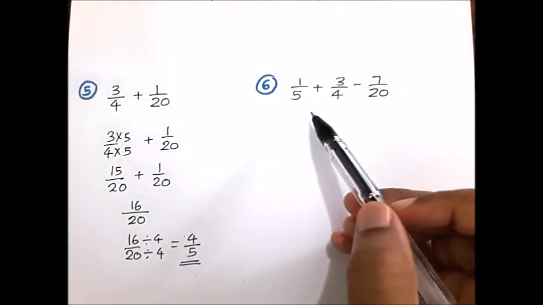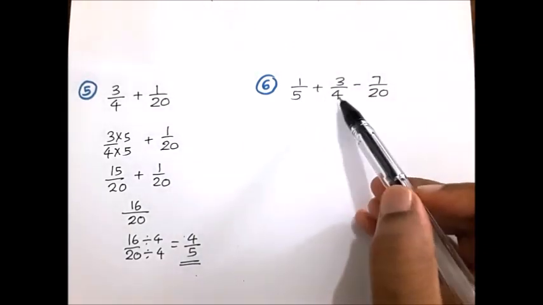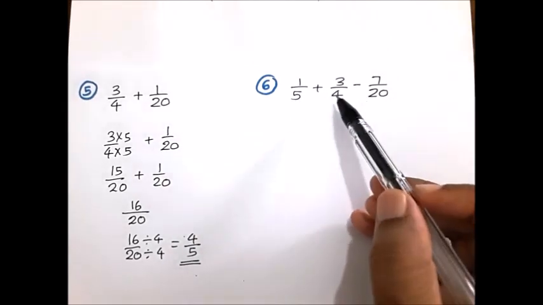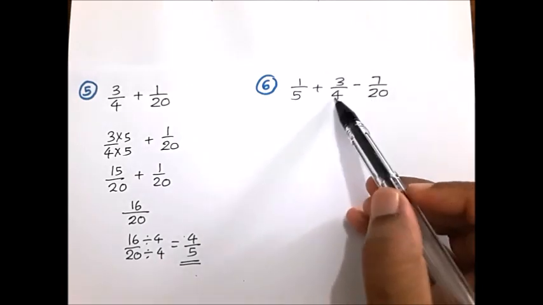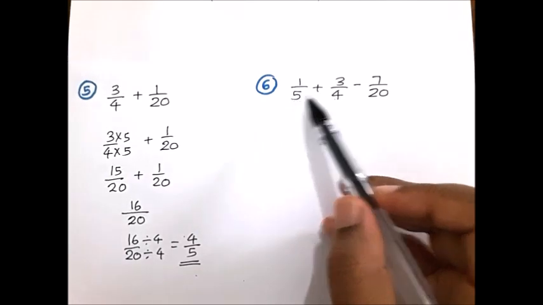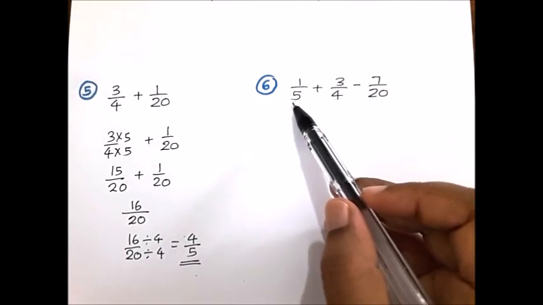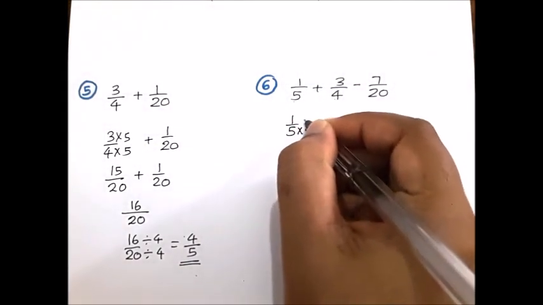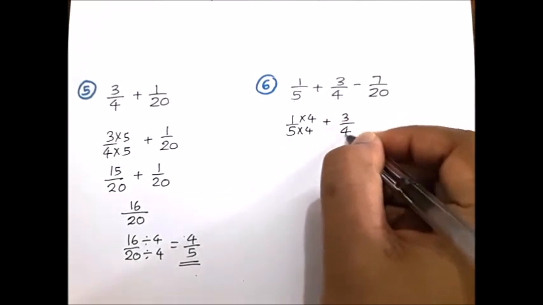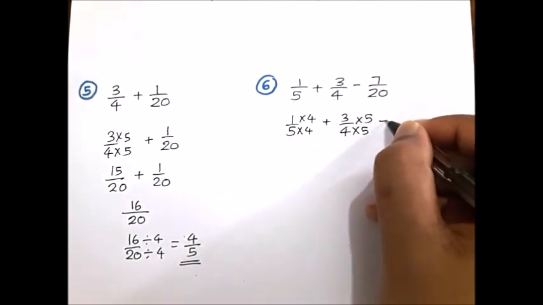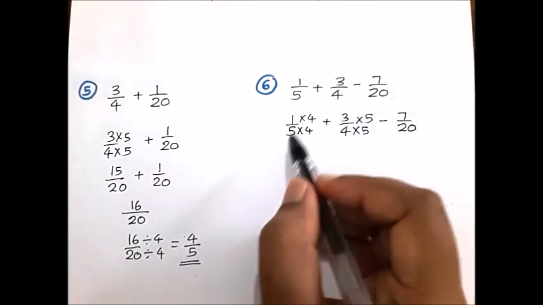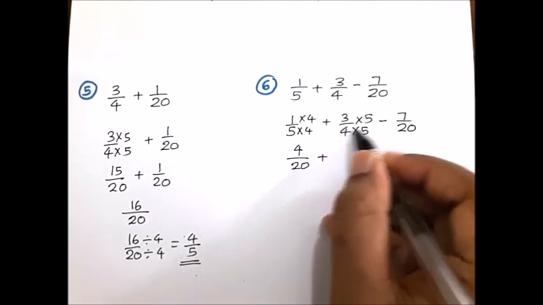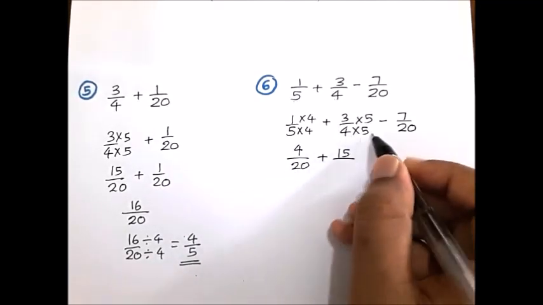Now look at 6th example. There are 3 different denominators. First convert these 3 into a same denominator. You can convert 4 into 20 by multiplying this one by 5. You can convert 5 into 20 by multiplying this one by 4. 1 over 5 multiplied by 4 and 3 over 4 multiplied by 5 minus 7 over 20. 1 multiplied by 4, 4. 5 multiplied by 4, 20. 3 multiplied by 5, 15. 4 multiplied by 5, 20.